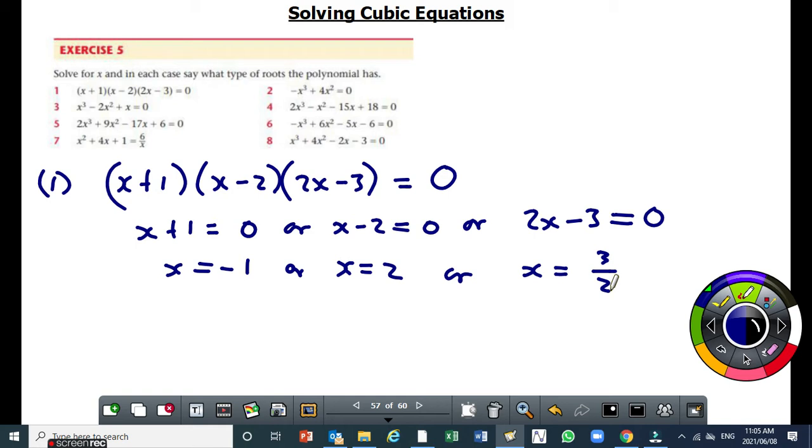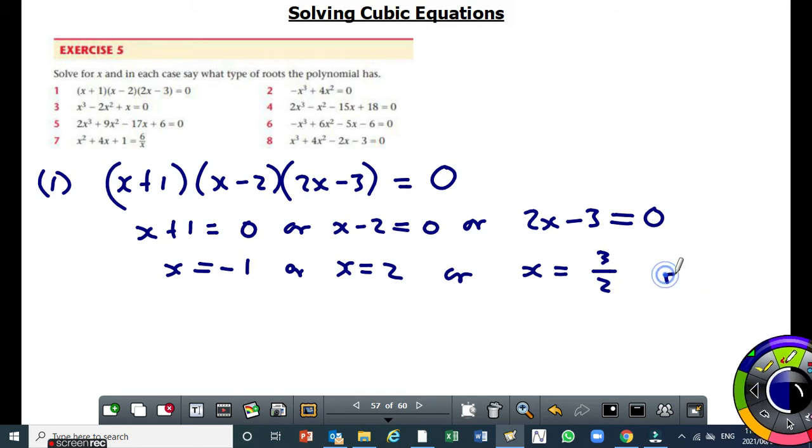And all of them are real roots, because the question says solve for x, and in each case say what type of roots the polynomial has. These are real roots. They are all real numbers: -1, 2, and 3/2.